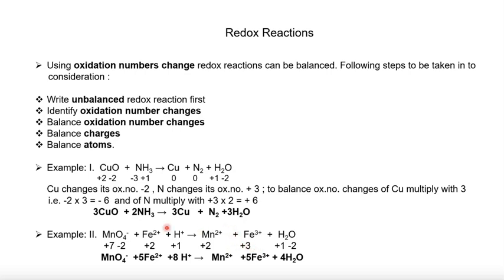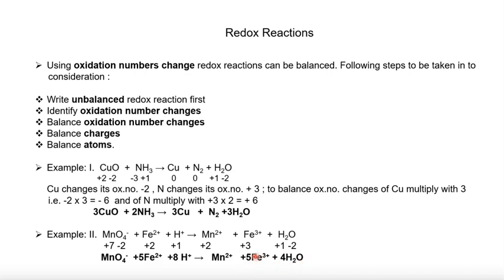Now we have to balance this change of number. For -5, we multiply the iron with 5, and then the change is balanced. Therefore, we get this reaction now: manganate ion plus 5 iron 2, and 8 hydrogen ion, giving manganese 2, 5 iron 3, and water molecules.